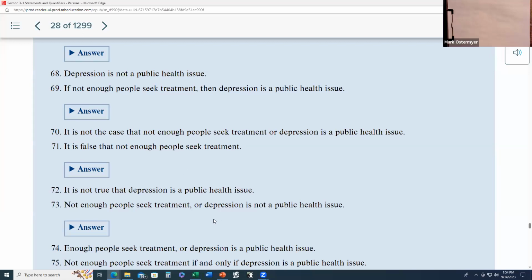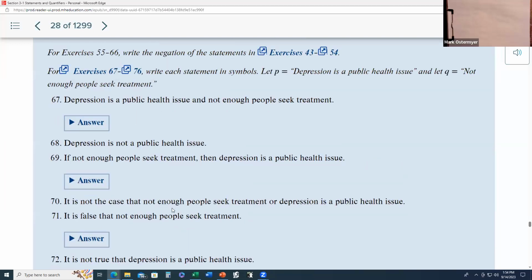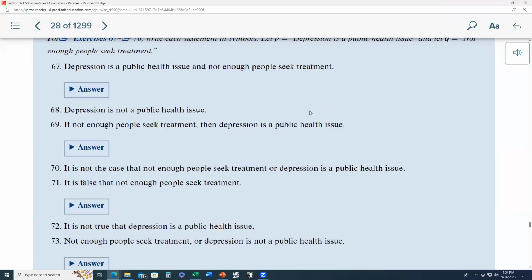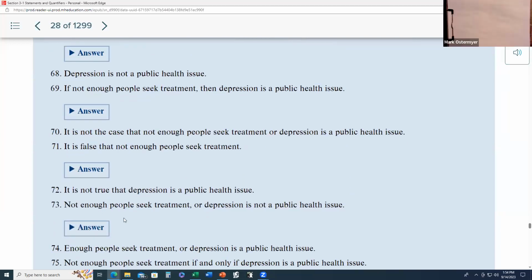All right, what do you think 72 would be? It is not true that depression is a public health issue. So it's negating P. Negating P, correct. That'd be a negation of P.